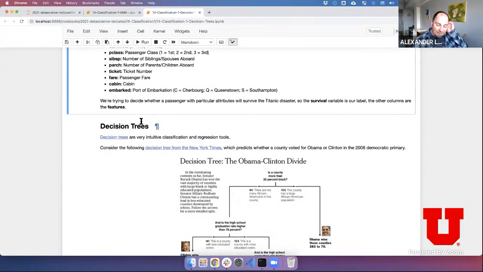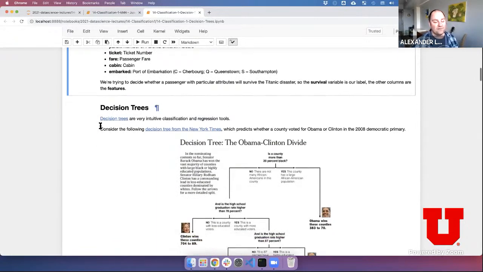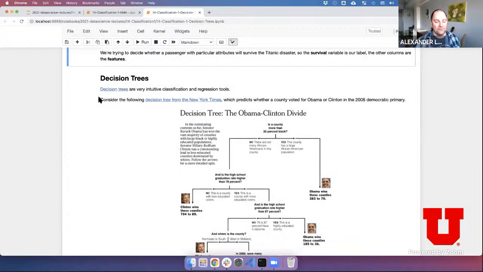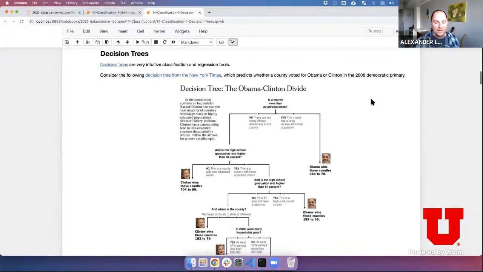And now let's look at how we could do this with a decision tree. But first, what is a decision tree? Decision trees are very intuitive classification and regression tools, and you can actually use them for simple decision making. For example, the New York Times built a decision tree which predicts whether a county voted for Obama or Clinton in the 2008 Democratic primary.